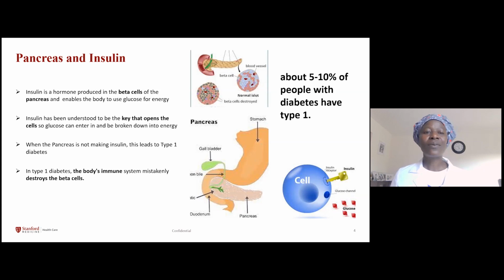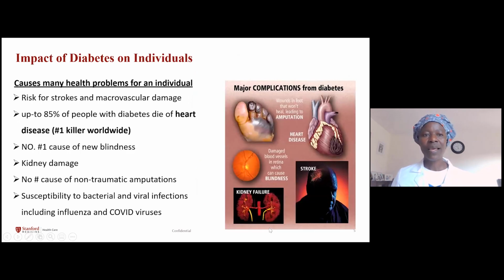Insulin is a hormone produced by the beta cells of the pancreas and enables the body to use glucose for energy. Insulin has been understood to be the key that opens the cells so glucose can enter into the cell and be broken down into energy. When the pancreas is not making sufficient insulin, this leads to type 1 diabetes. And most of the times in type 1 diabetes, the body's immune system mistakenly destroys the beta cells of the pancreas. Now, what's the impact on the individual?